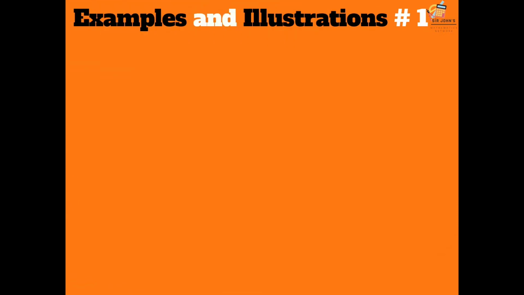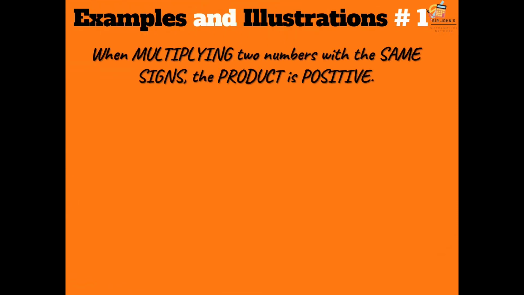For example number 1, we are going to use the rule when multiplying two numbers with the same signs, the product is always positive. Let's say, we are multiplying positive times positive or negative times negative, the answer is always positive or the product is always positive.